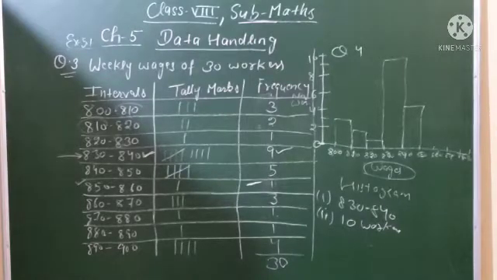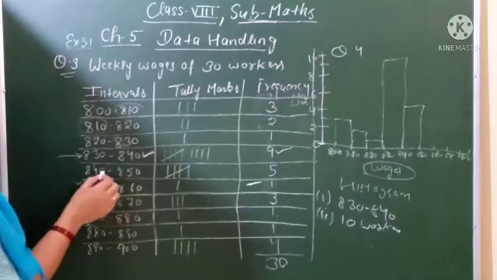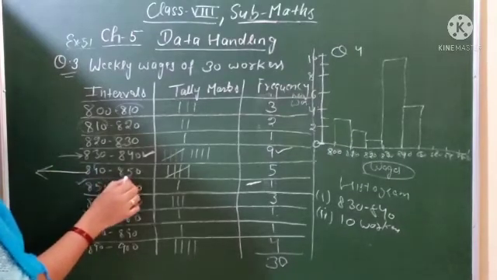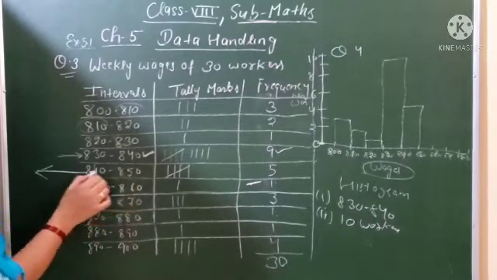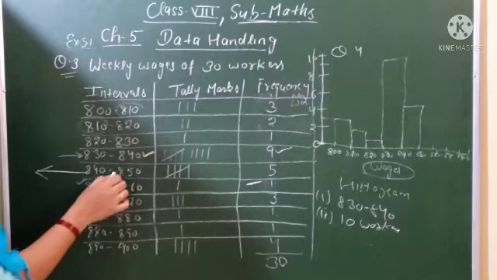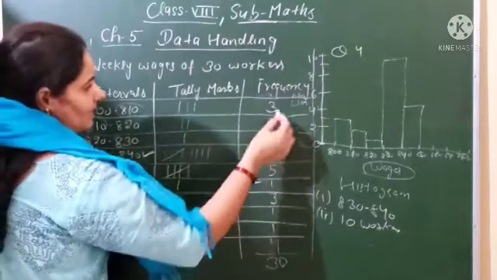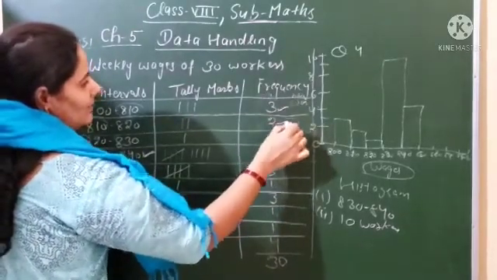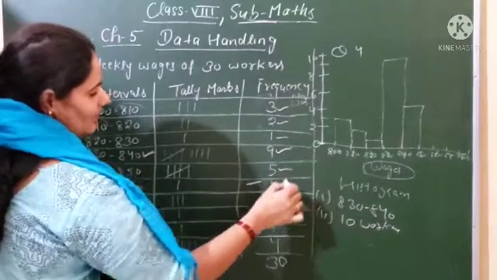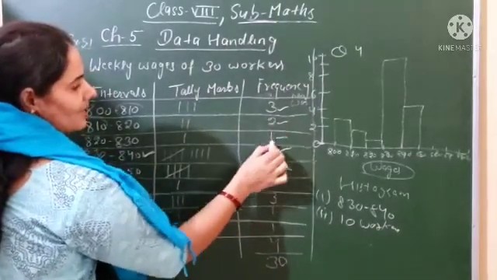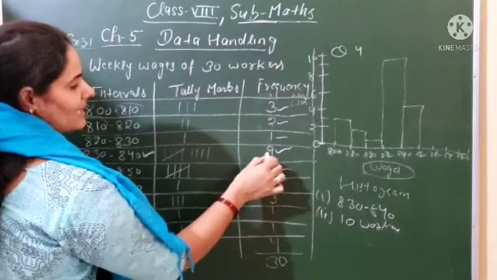And the third part: how many workers earn less than rupees 850? Less than 850 means you will include till here, 840 to 849, because here 840 to 850 is given. It means we are including 850 in the next interval. So up to here the workers will be less than 850. So you can include this one, this one, this one, this one, this one, and the next one lies at 850. So 3 plus 2, 5, 5 plus 1, 6, 6 plus 5, 11, 11 plus 9, 20.